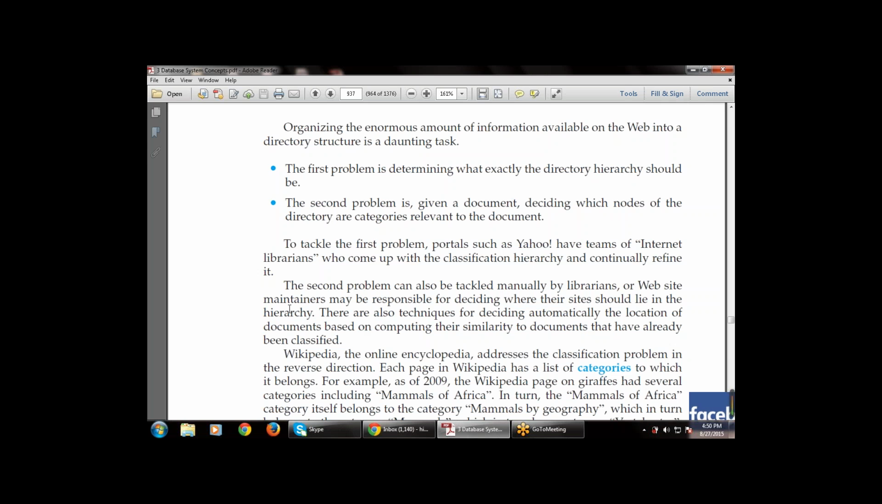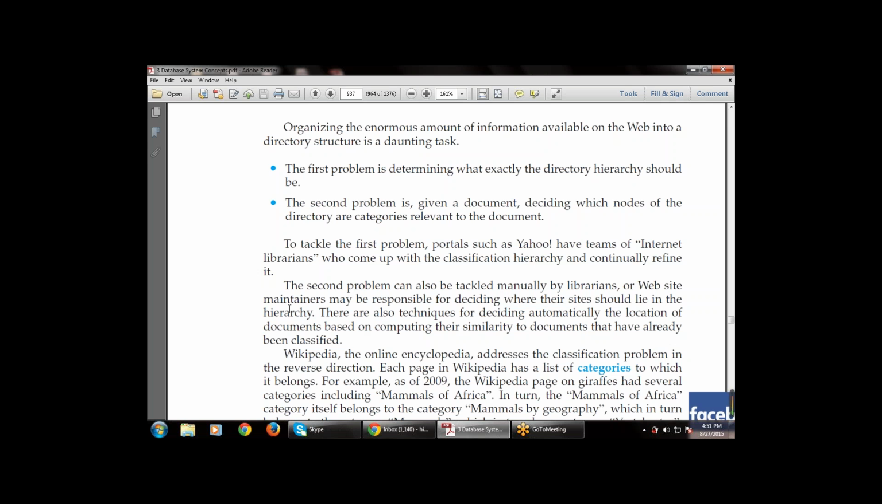There are also techniques for deciding automatically the location of a document, based on computing its similarity to documents that have already been classified. Generally, the terms used in the documents are used for computing the similarity.